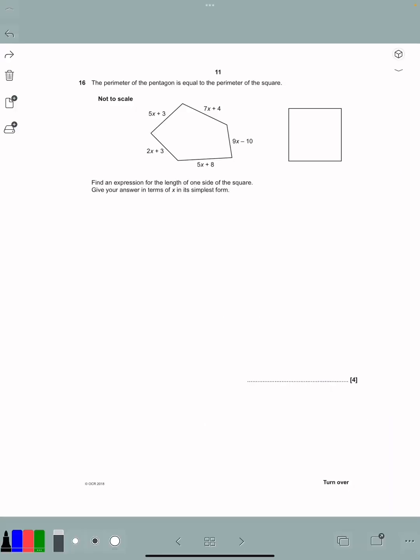In 16, the perimeter of the pentagon is equal to the perimeter of the square. Find an expression for the length of one side of the square. So you need to add up everything. So 5x plus 3 plus 7x plus 4 plus 9x minus 10 plus 5x plus 8 plus 2x plus 3, and divide that by 4 to find the length of one side of the square. If you do that, you'd get 7x plus 2.